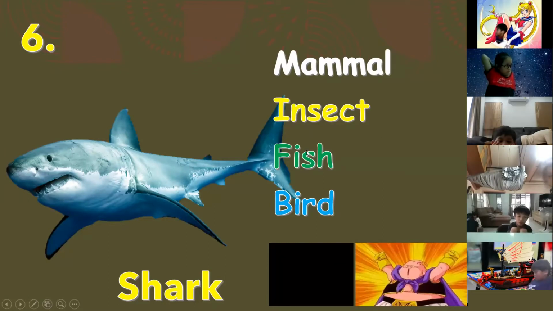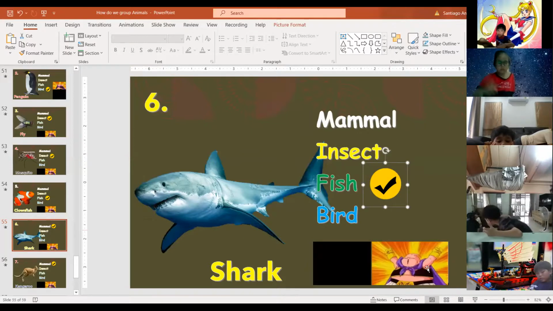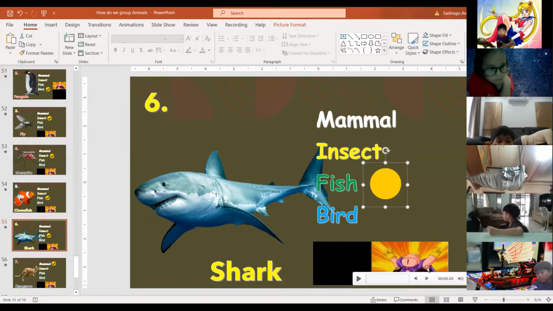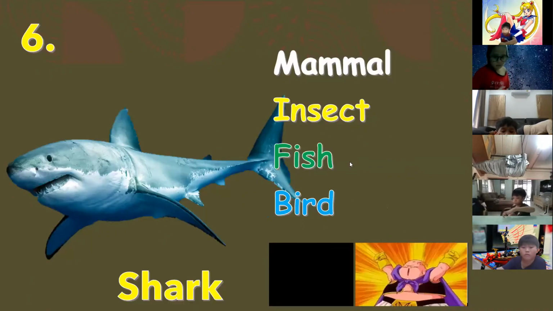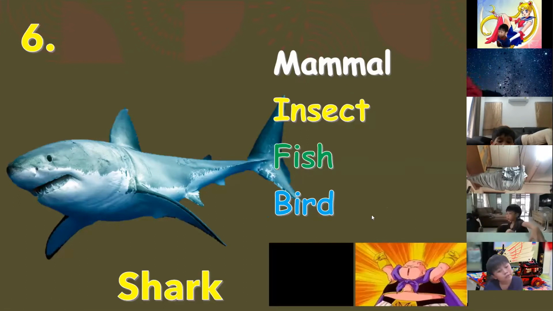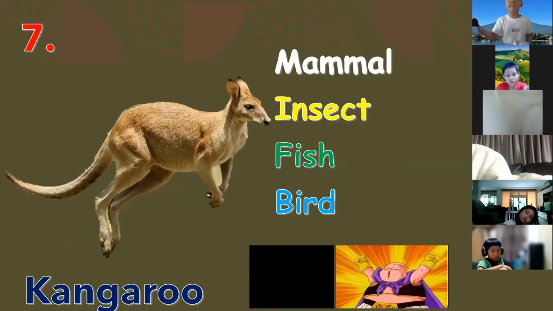I think I'm wrong with this. Shark is not a mammal. Shark is a fish. I forgot. Okay, I answered it already. You answered it already, so I will not ask you the shark. Let's proceed to number 7. Who wants to answer? I will be calling again here.